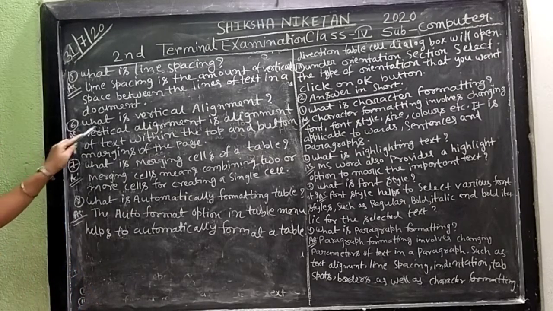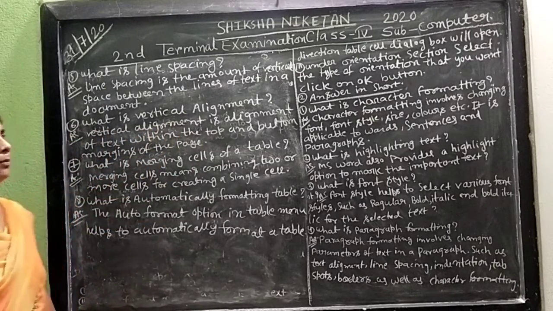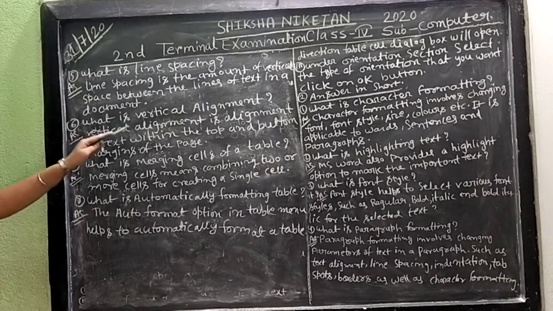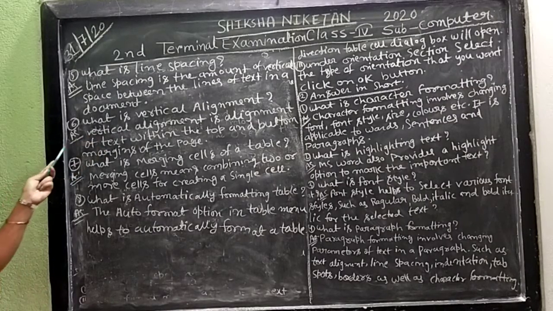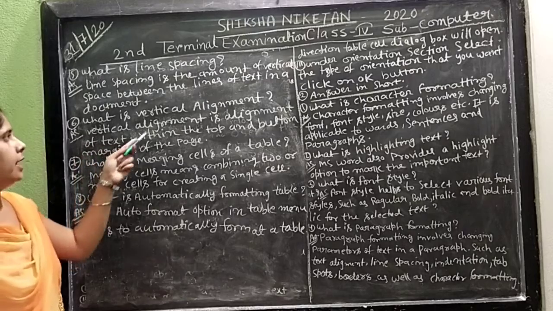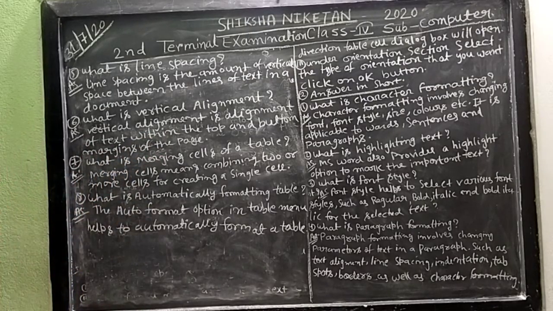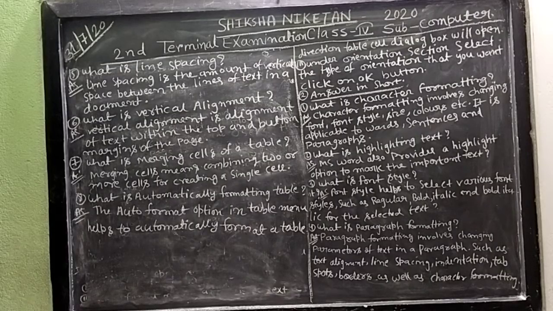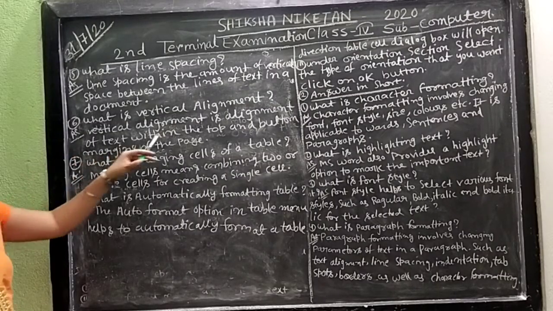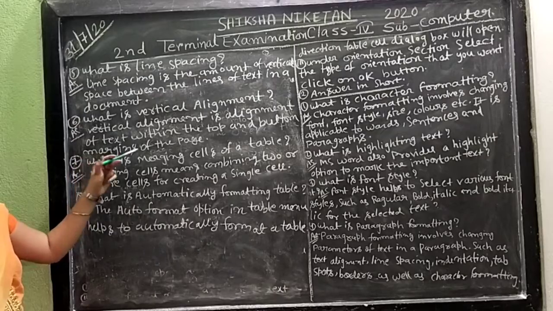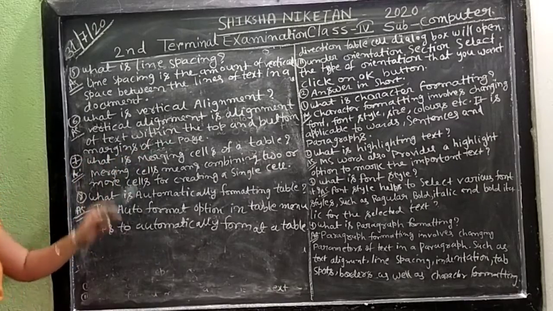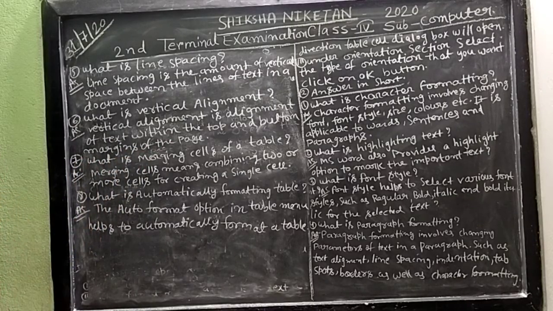Question number 6. What is vertical alignment? Answer is here. Vertical alignment is alignment of text within the top and bottom margins of the page.